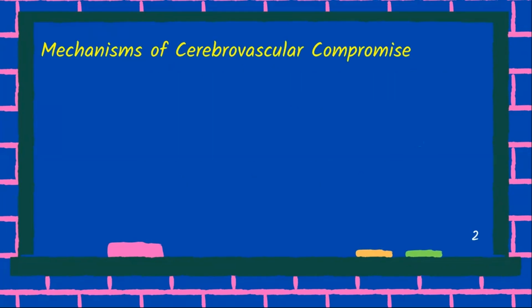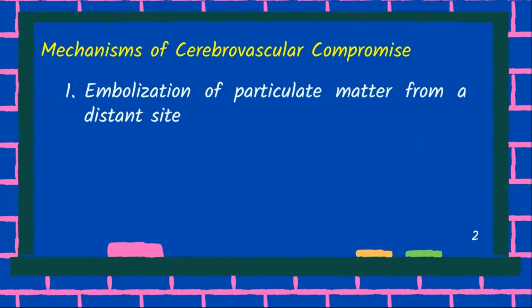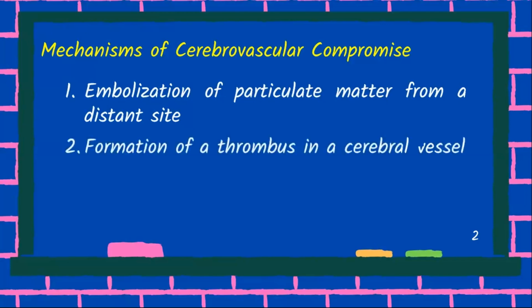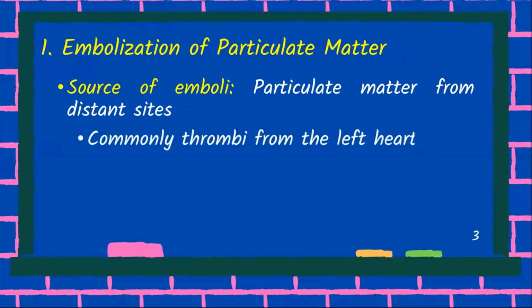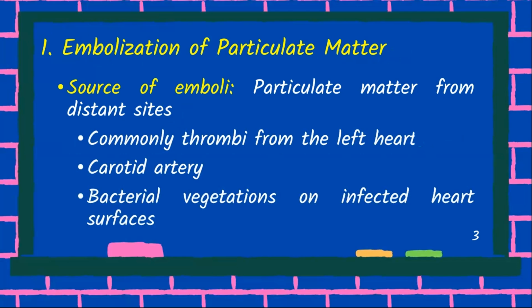Alteration in cerebral blood flow can be compromised in three principal ways. These include embolization of particulate matter from a distant site, formation of a thrombus in a cerebral vessel, and rupture of a vessel. Material that embolizes to the brain from a distant site typically originates from the thrombi in the left side of the heart, the carotid artery, or bacterial vegetations on infected heart surfaces.